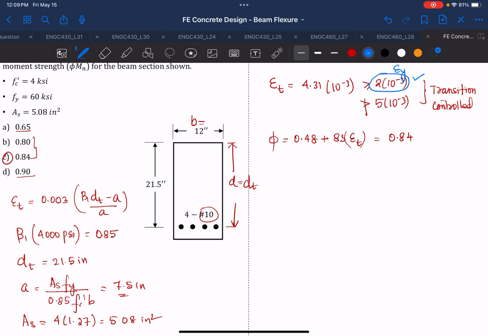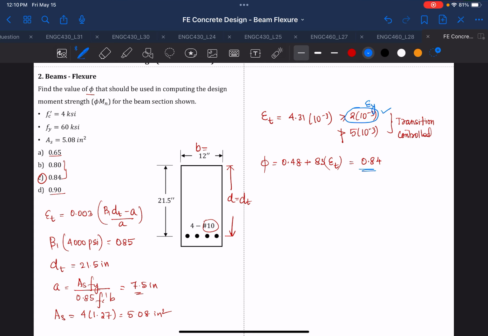Just because it's yielded doesn't guarantee that it is tension control. So in order to guarantee that it is tension control, then it has to be 0.002 plus 0.003, which is equal to 0.005 or 5 × 10 to the power minus 3. And if it's greater, then you get tension control. And if it's not, then you have your transition control. And transition control will be somewhere in between 0.65 and 0.9. Okay, so that's how you calculate the strength reduction factor for your beam design.